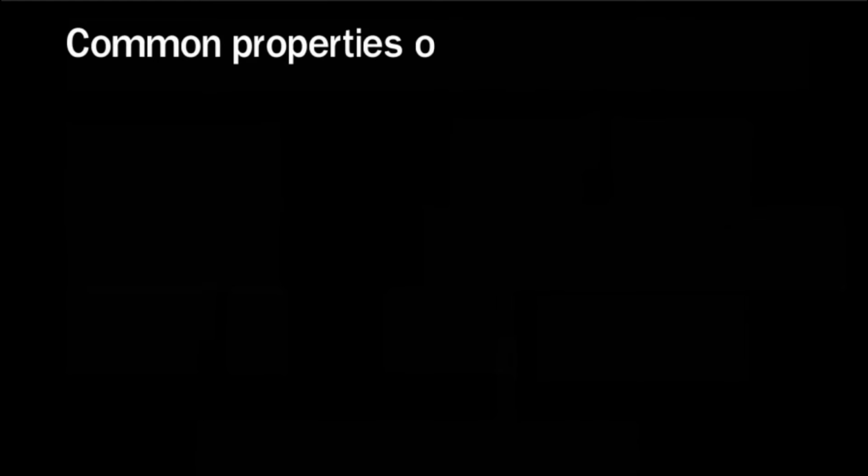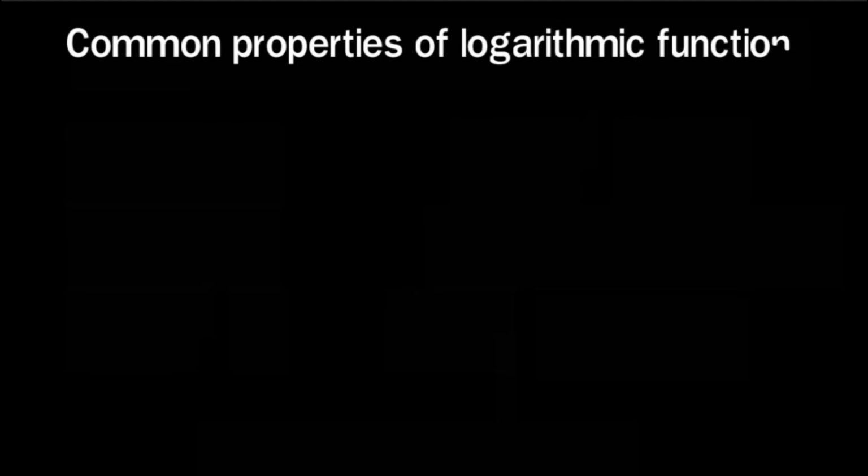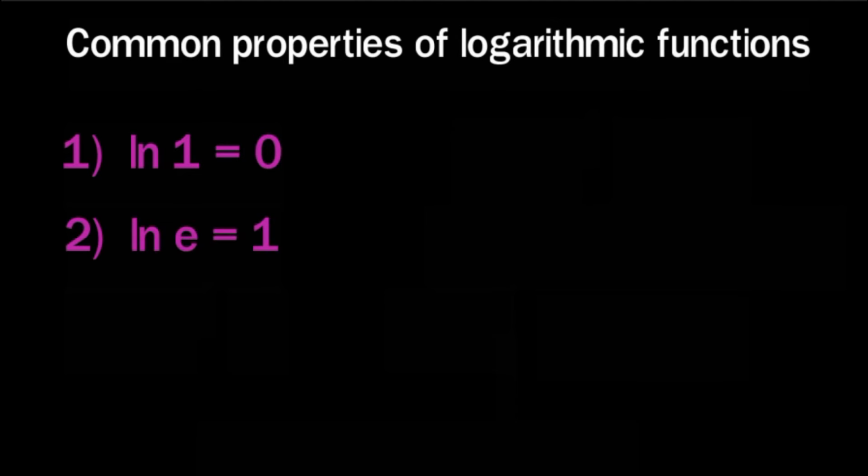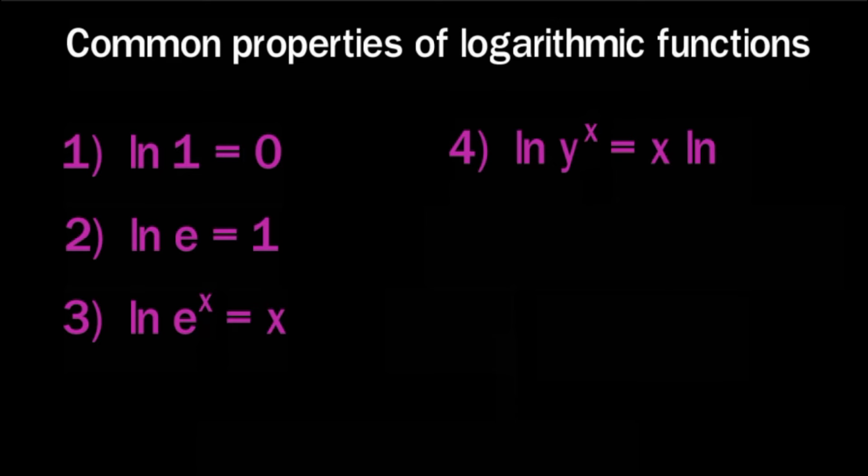So let's start off with the common properties of the logarithmic functions. So what are the common properties out there? The first one is ln 1 equals 0. Second, we have ln e equals 1. Third, we have ln e to the power of x equals x. And then number 4, ln y to the power of x equals x ln y.